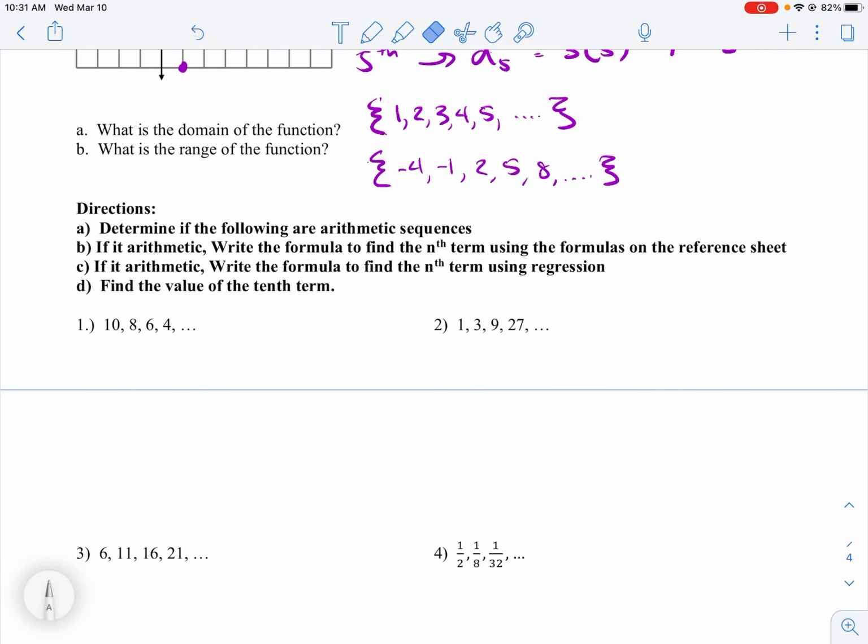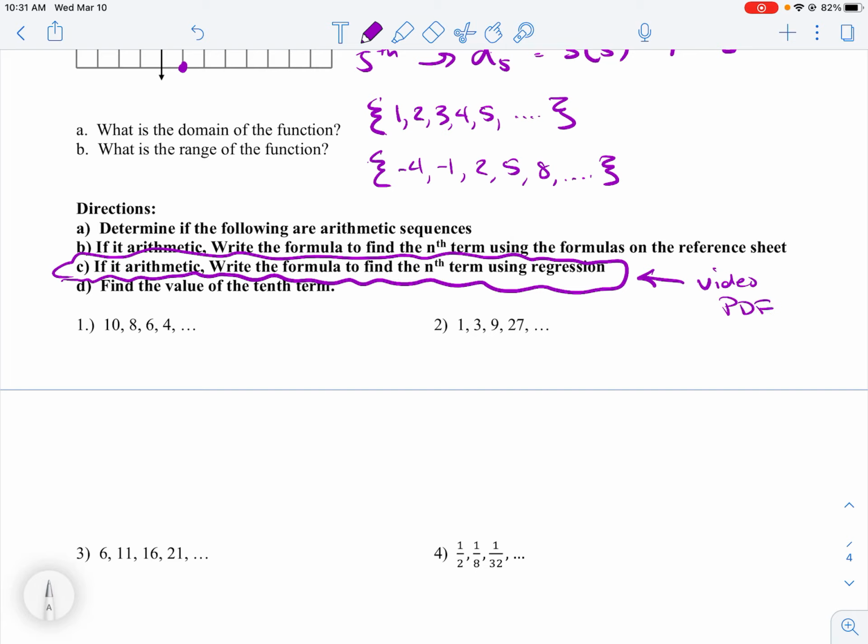So anyway, the directions for this one. Now, I will skip this part here, be it that I'm just going to be writing on the Notability here. So this is on the video, or it's a PDF, and I'll demonstrate in class as well. But for this part here, let's just focus on finding the arithmetic sequence algebraically.